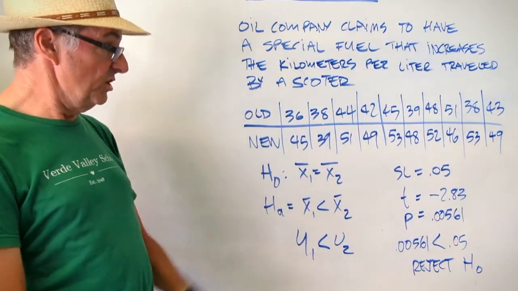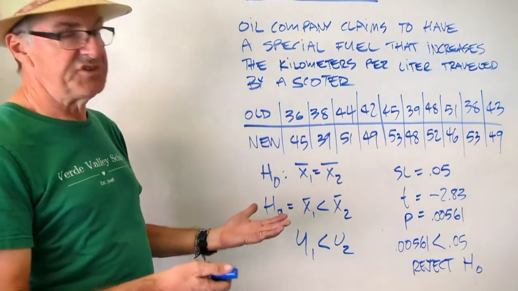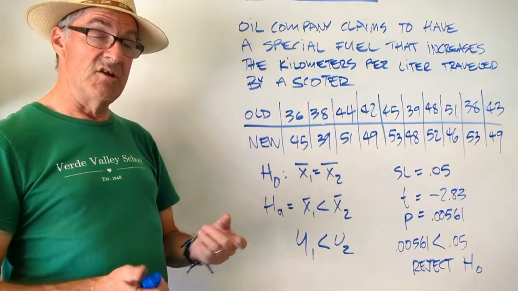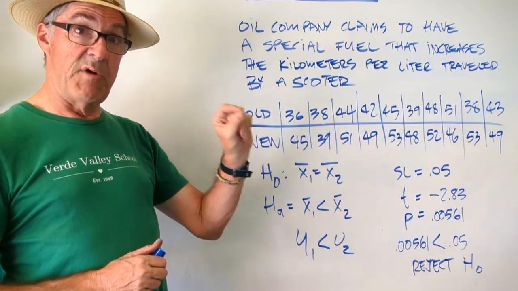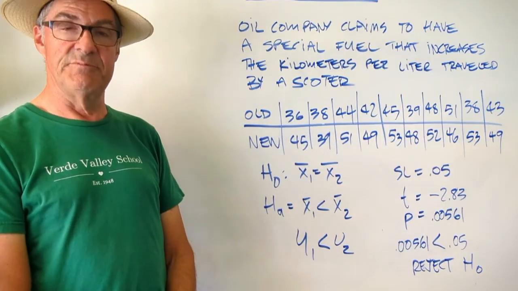So then you could base an advertising campaign on this and make a claim that it increases your kilometers per liter by a certain amount. And you could get that amount by taking a look at the X bar stat for your old and for your new fuel. And you could use that to make your claim.